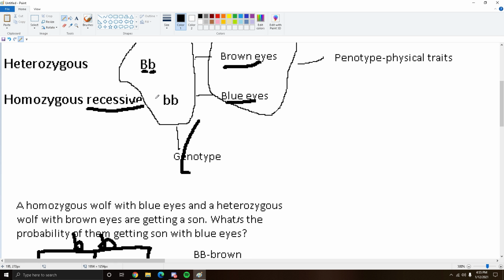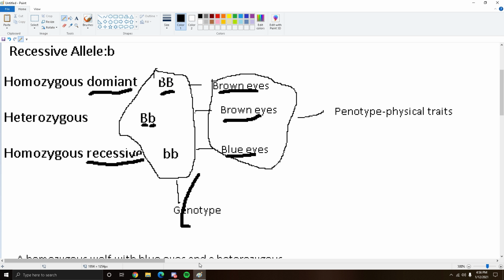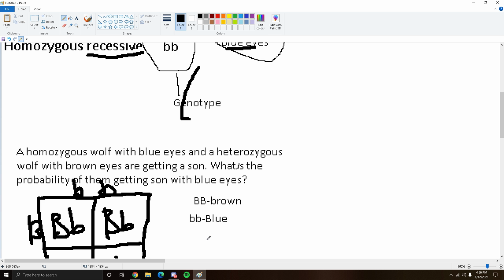These letters right here are called the genotype. They're just alleles, another way of saying alleles. While traits like hair and eyes are called the phenotype. They're the physical traits, what appears on the body, what appears on the face.